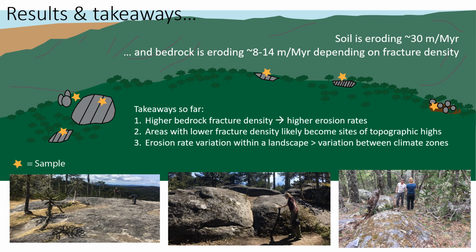So we measured these erosion rates, and in the end, we found that bedrock that had higher fracture densities tended to have higher erosion rates as well, and soil was eroding much faster than the bedrock. So that leads us to conclude that areas with lower fracture density either already are or most likely will become areas of topographic highs. So hilltops or ridge lines that are eroding slower than the rest of the landscape because they have a lower fracture density. And we also found that the variation in erosion rates between soils and bedrock of different fracture densities was larger than the variation of erosion rates between the climate zones from which we sampled.